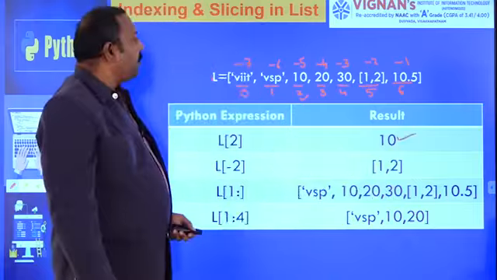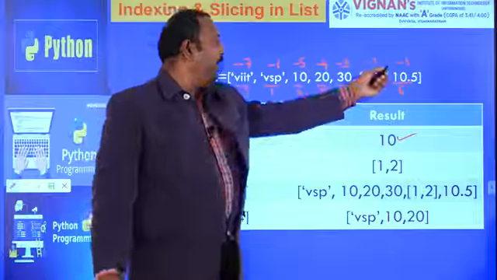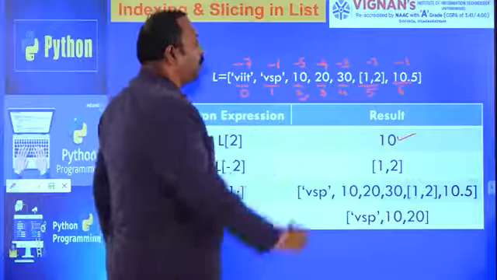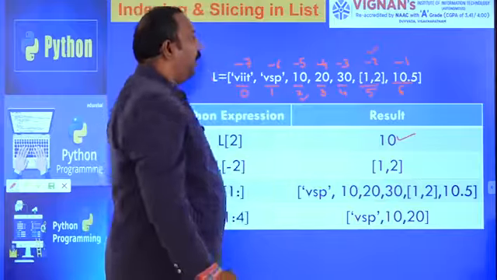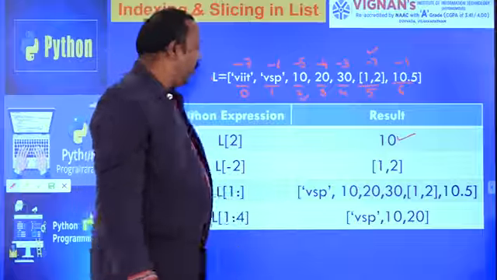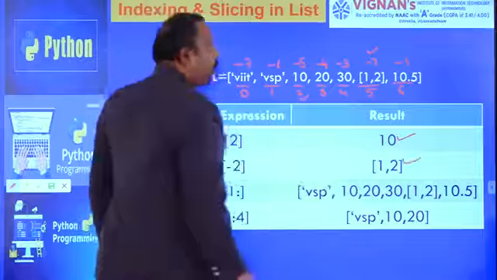Next one is L of -2. Here you see a negative index. Negative index -2 means what is the value? This is another list, 1, 2. So you will get the output 1, 2 here.